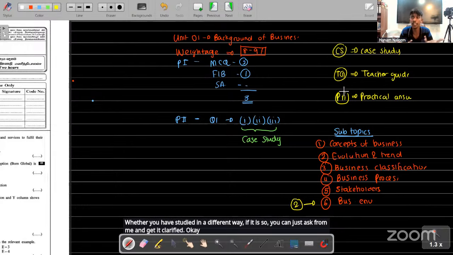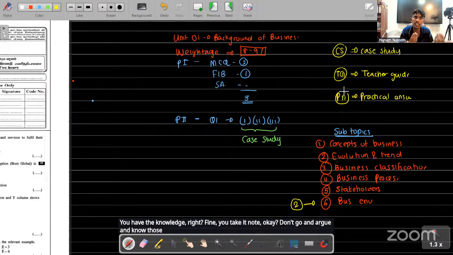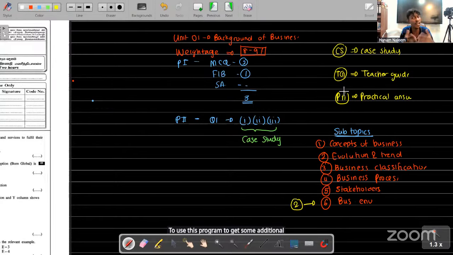If you study something extra, don't get frustrated thinking, why didn't we study this in our theory class? You studied from me, right? You have the knowledge, right? Fine, take a note of it. Don't go and argue. And if your lecturer's teaching is completely different from what I teach, just evaluate whether mine is correct or that person's is correct, and go ahead with what you feel is correct. So don't lose your confidence with this. Try to use this program to get some additional knowledge which you didn't have in other classes.